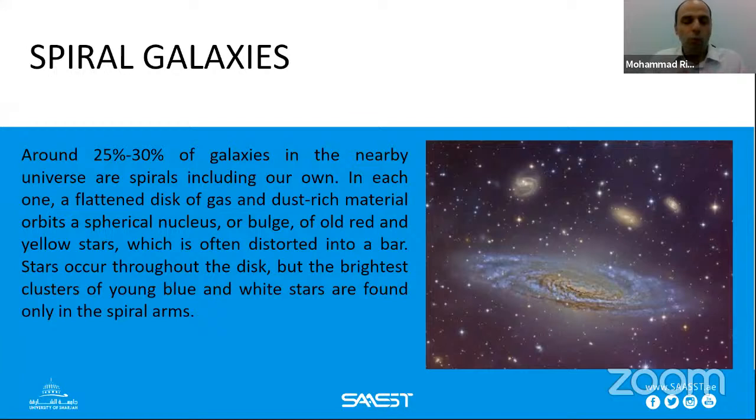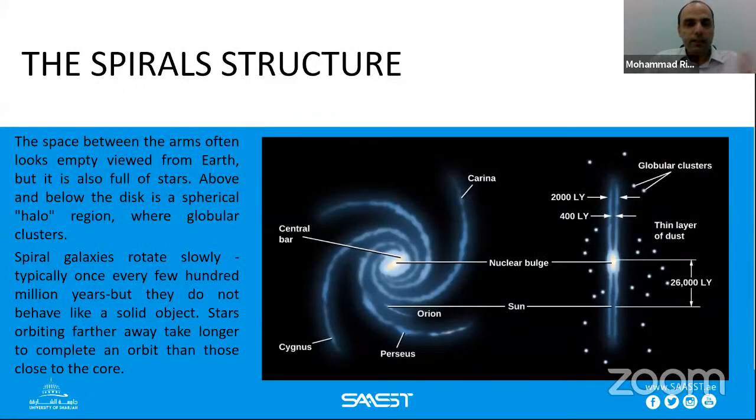And when you look at the spiral, you can notice that the space between the arms looks empty. It is not empty. It is full of stars and nebulae and gas and dust and everything, forming a new stellar generation. So let's take a very short look at the spiral structure. As we said, the space between the arms is not empty. So the spiral itself is a full disk, okay?